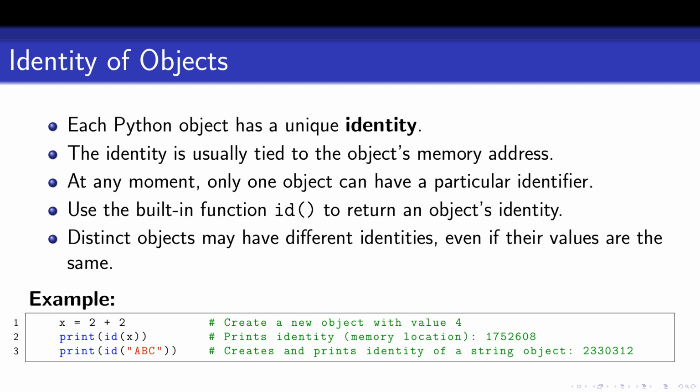Even if two objects have the same value, they may not share the same identity because Python could store them separately in memory. For example, creating an integer object with the value 4 and a string object with the text ABC produces different identities, even though both exist at the same time. Only one object at a time may have a given identity, so this property helps ensure that Python always knows exactly which object you are referring to when you work with variables or perform assignments.